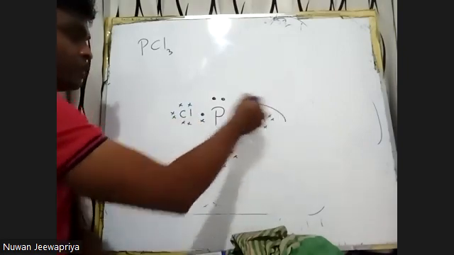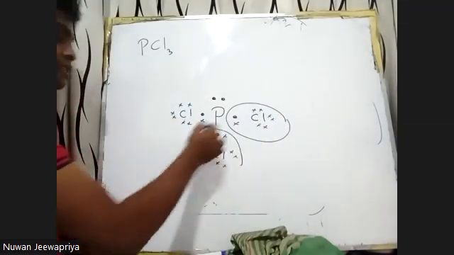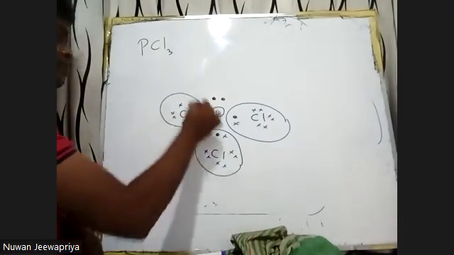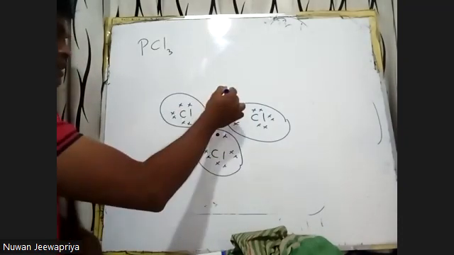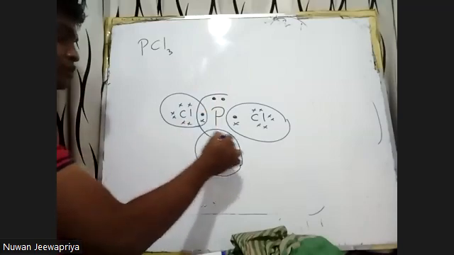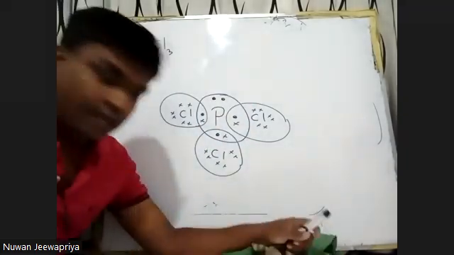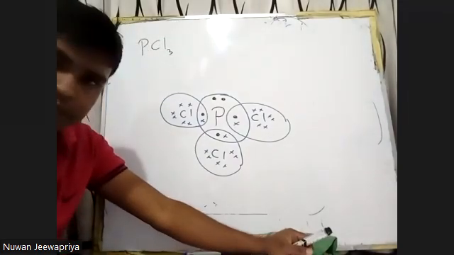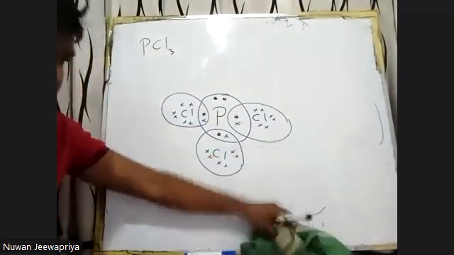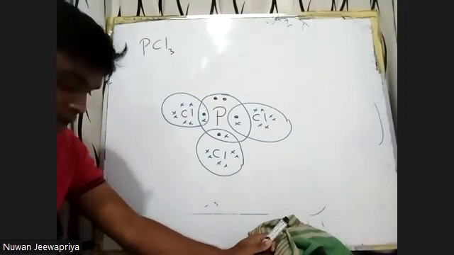So this chlorine now has 8. This chlorine has 8. And this chlorine has 8. And see, the phosphorus has 2, 4, 6, 8 as well. So that's how the PCl3 diagram is. That's an easy question. I guess you can understand it. Right, I go to the next one.